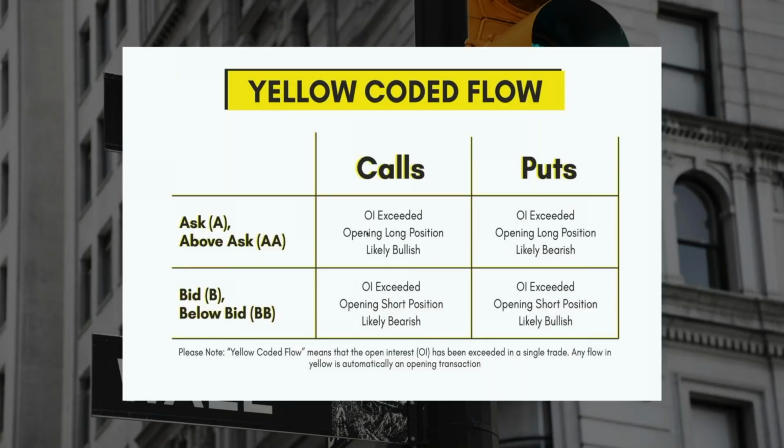So for yellow coded flow only, if you see calls come through ask side or above the ask, that tells us OI has been exceeded. They are opening a long position, and it is likely a bullish transaction or a bullish stance.